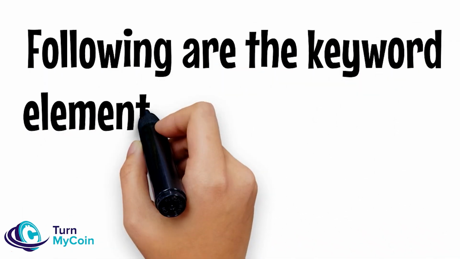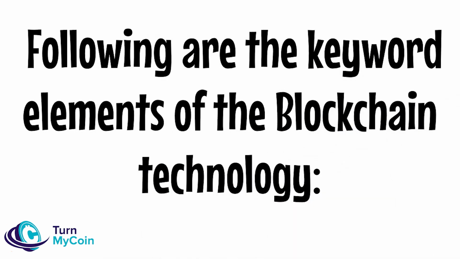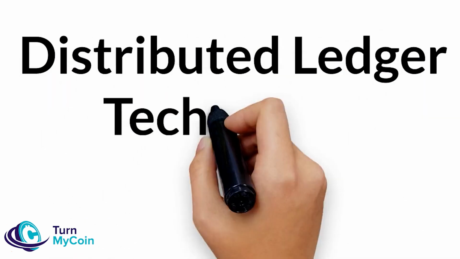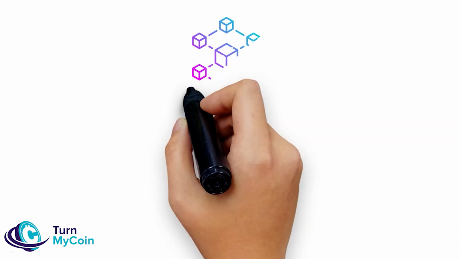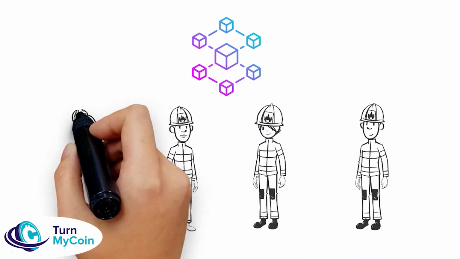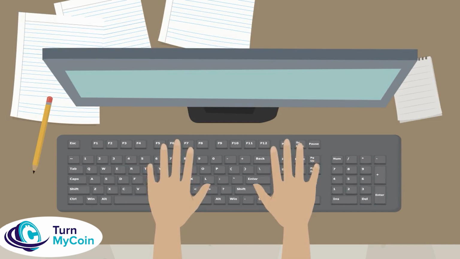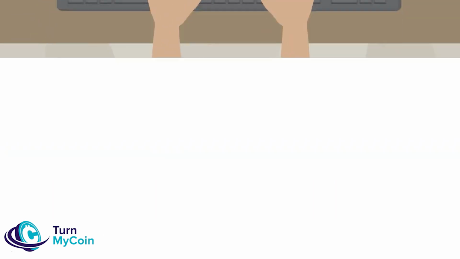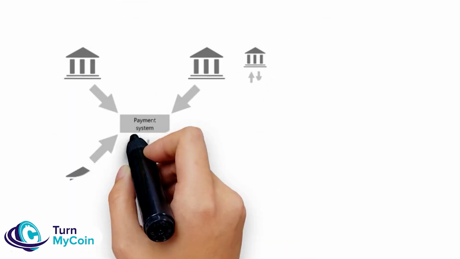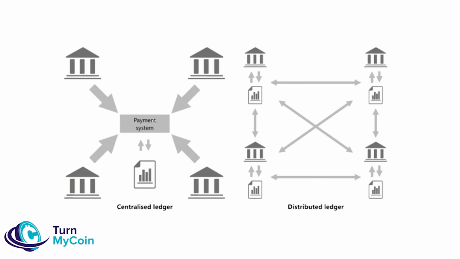3. Following are the key elements of blockchain technology. DLT, Distributed Ledger Technology. Blockchain is an immutable ledger where only authorized personnel participate. It maintains the record of all transactions. Every transaction gets recorded only once. It reduces effort and minimizes the chances of human errors compared to the traditional ledger.